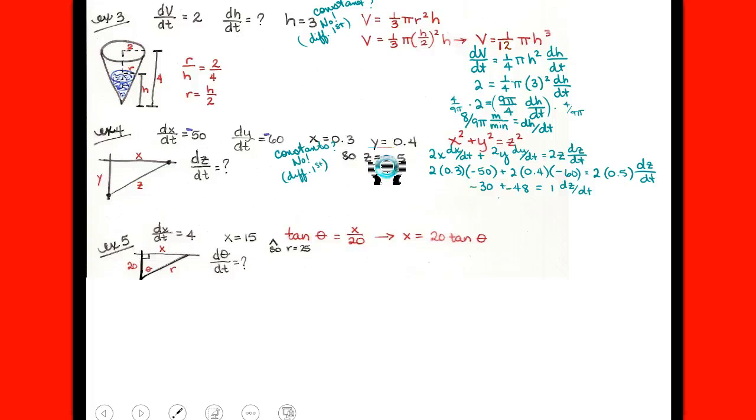So if we simplify, 2 times 0.3 times negative 50 and 2 times 0.4 times negative 60, combine those values, we'll get negative 78. And my answer is going to be in whatever z was measured in over whatever t was measured in, which is miles per hour.